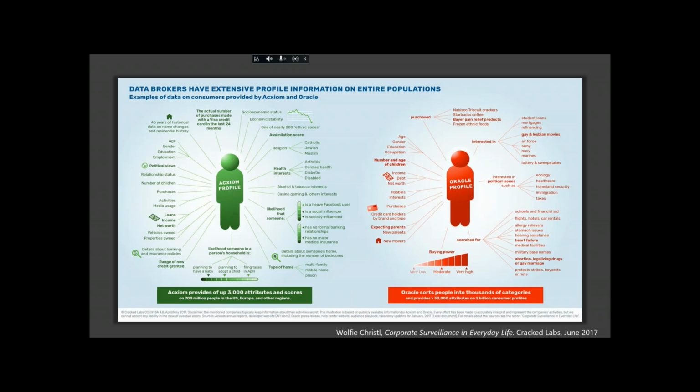While the growth within that 1 year is unbelievable, you can see that even in 2017, Oracle provided more than 30,000 attributes on 2 billion consumer profiles. And look at the categories of information that they are collecting. It's about people's hobbies, purchases, search histories, political views, religion, financial stability, household data, and so on.